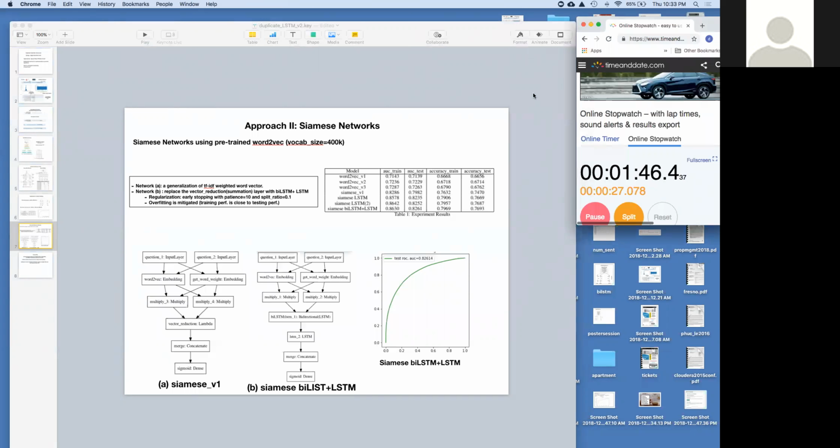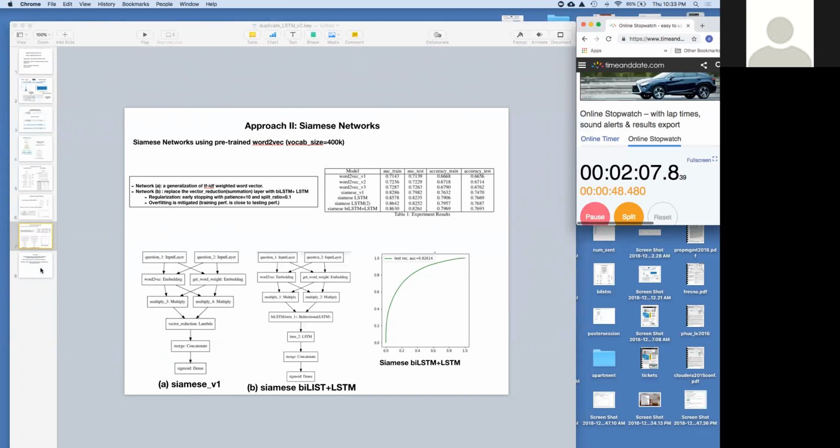Next, we gradually made the network more sophisticated by replacing the vector reduction layer, which is simply a summation, by various LSTM layers. And this gave us further performance gains. The best model we have along this line is LSTM layers followed by another LSTM layer. And the result is shown in this table.